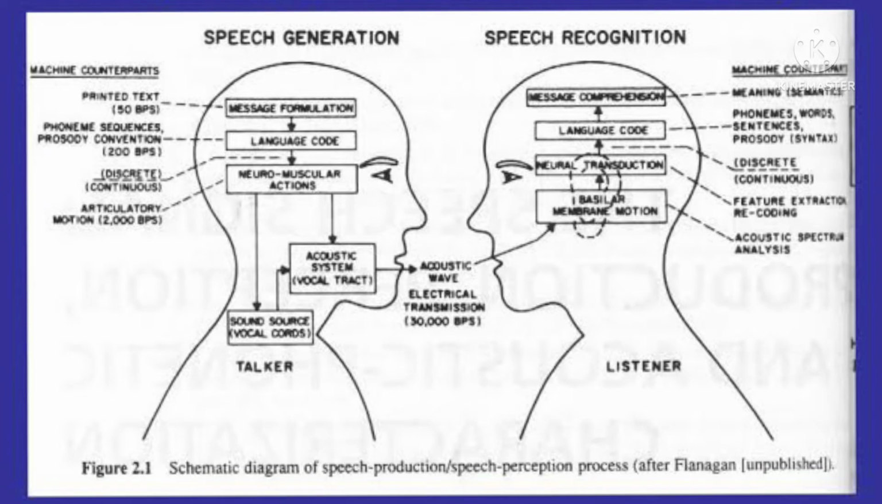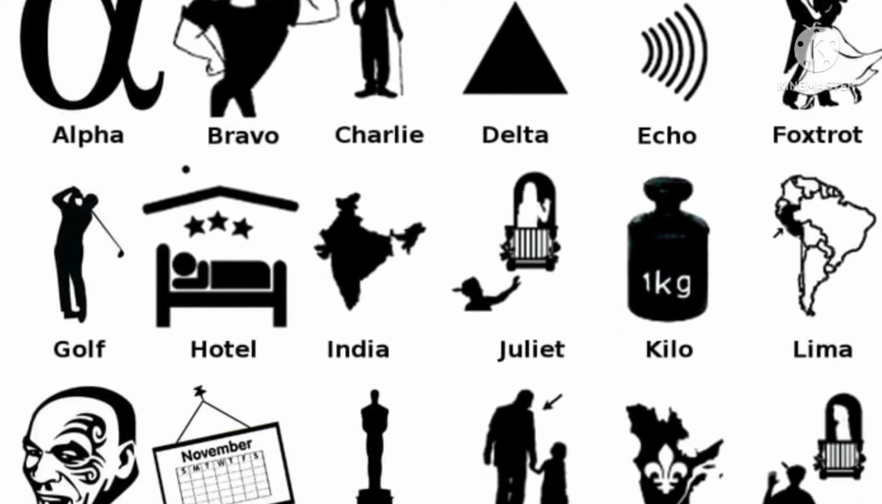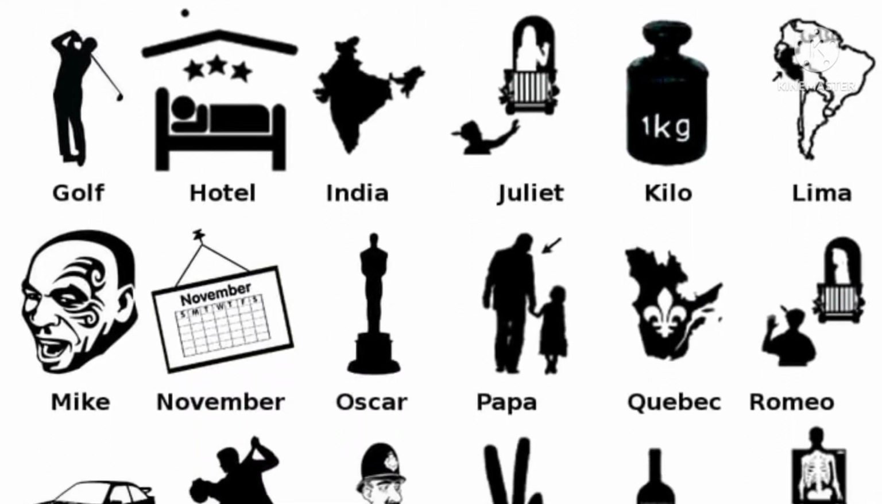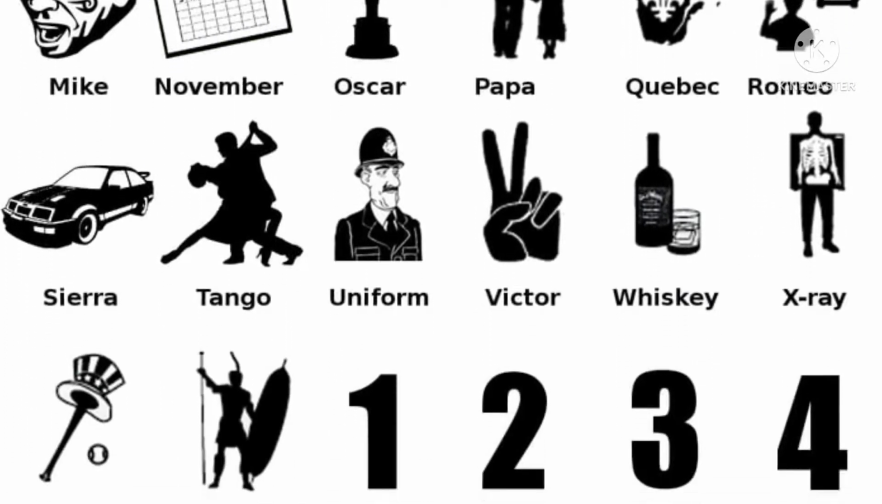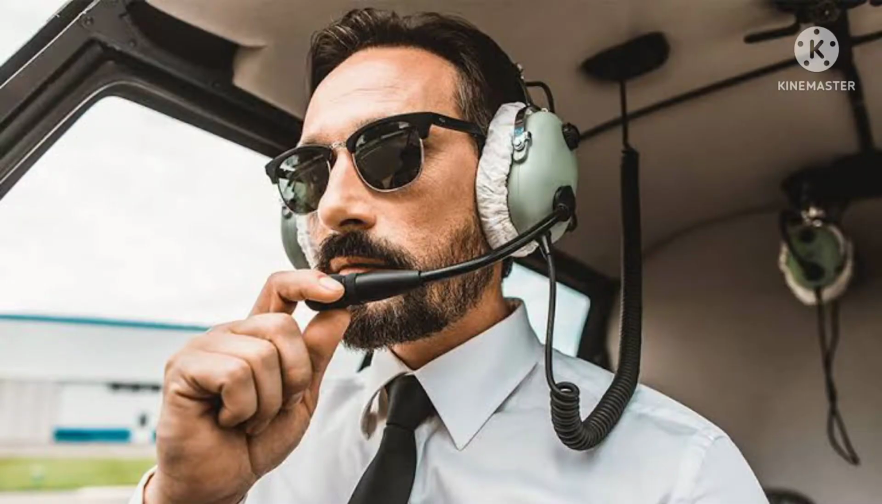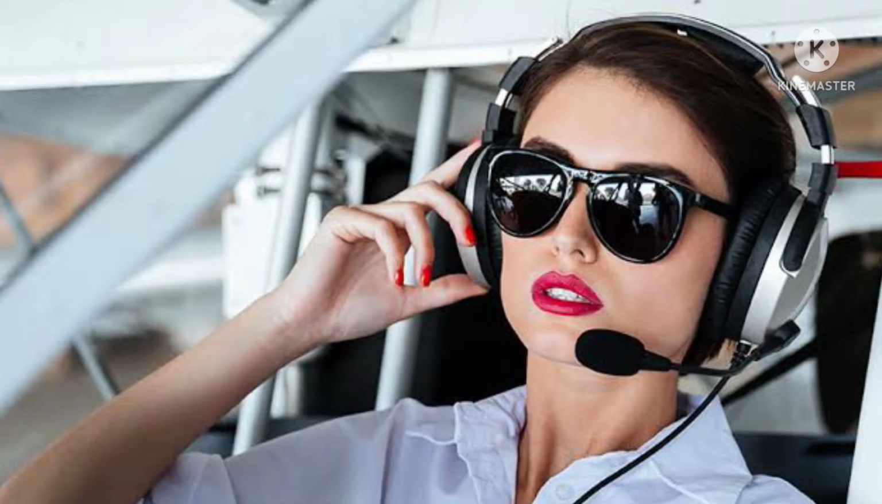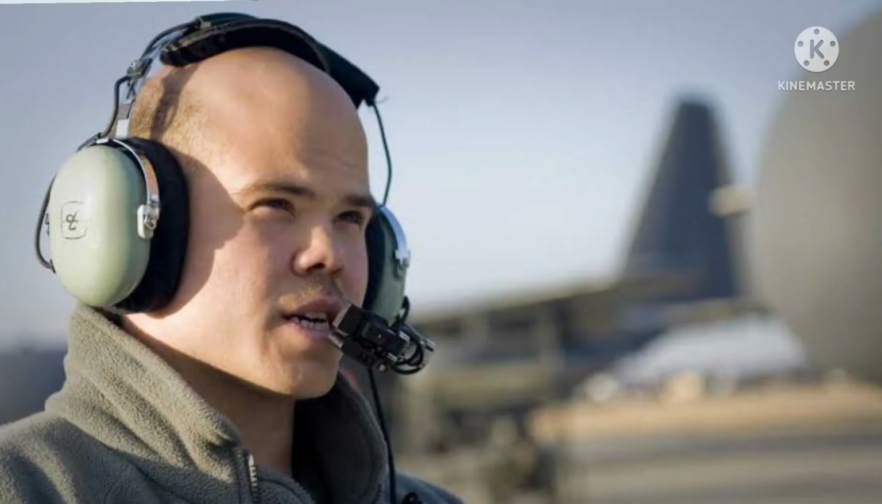Now when we were children, we were taught A is for apple, B for ball, C for cat, D for dog. But in aviation, a special type of alphabet is used. Pilots and those in the aviation profession learn this special aviation alphabet. It is used by pilots, air traffic controllers and the military, among others, to correctly issue instructions.